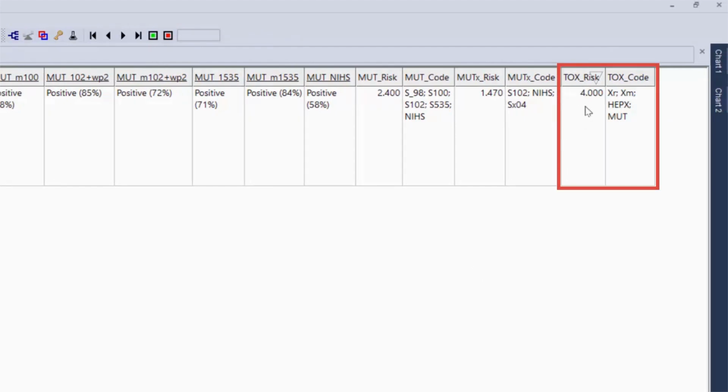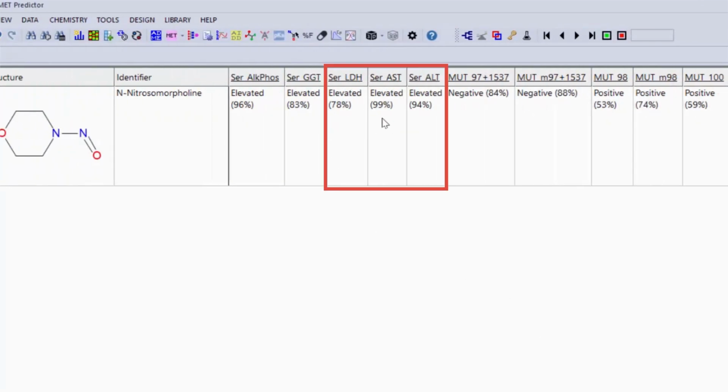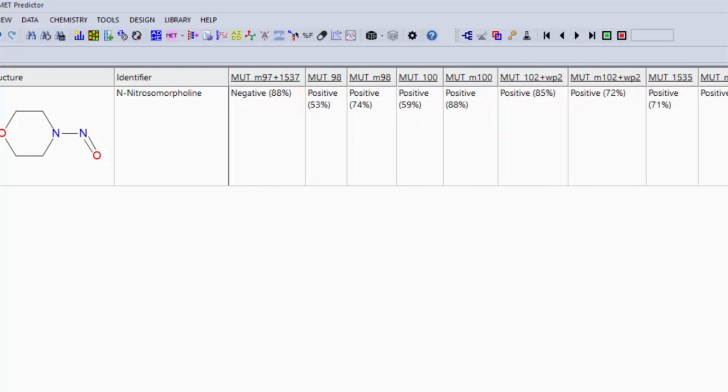Then the tox risk is 4, so we already looked at the mute risk. The other models are the rat and mouse TD50s and the liver toxicity. These would add 1 apiece. It's pretty easy to add these up. But let's look at the HepX first. It's these last 3 models that start with SEER: LDH, AST, and ALT. All of these are elevated. So again, this would contribute a 1 to the overall score.